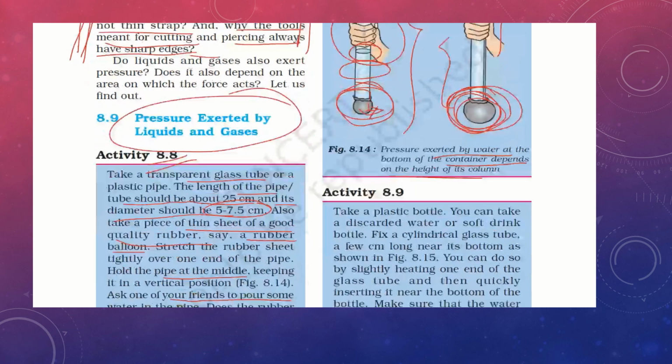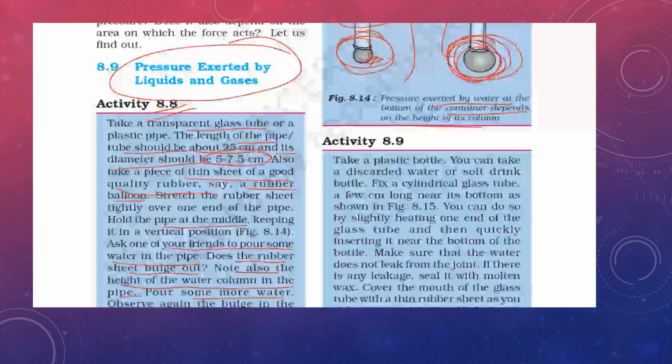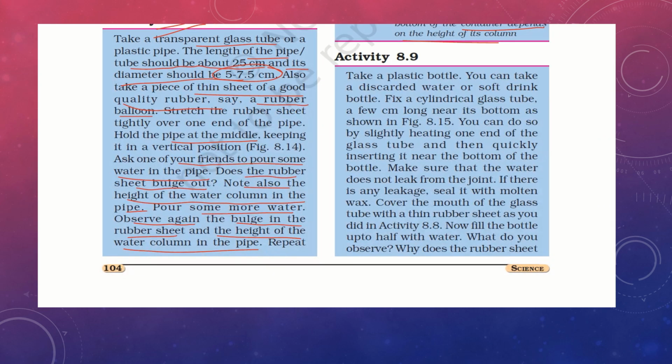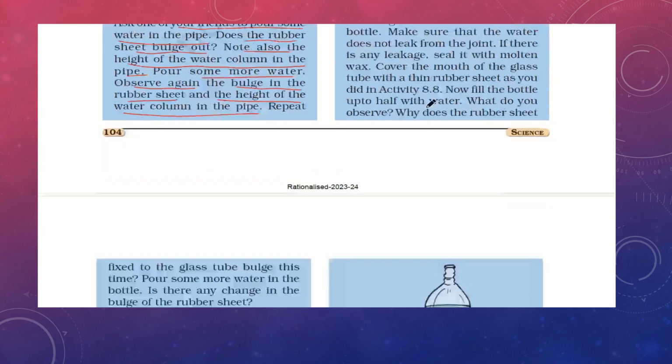So let us move on to activity 8.9. In this activity, we are taking a plastic bottle. You can take a discarded bottle of a soft drink and fix a cylindrical glass tube a few centimeters long near its bottom as shown in figure 8.15. So let us see what is happening there.